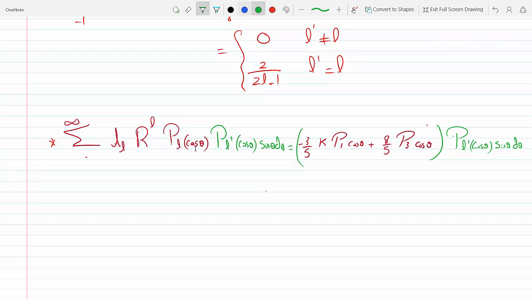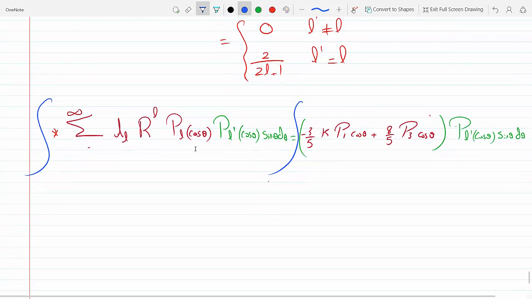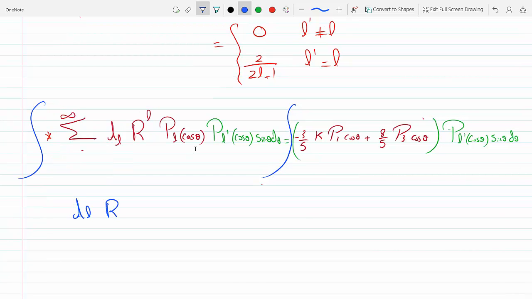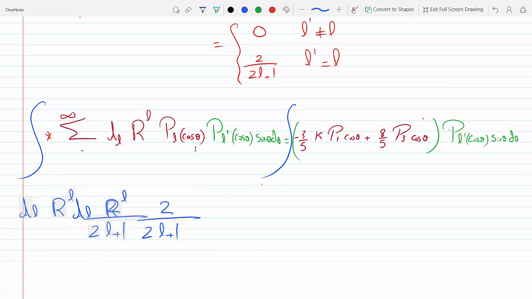And now I'm going to integrate both sides. And then I can integrate this whole side. And what did we say this does? This picks up only the terms where the L's are the same. So let's say L' equals L. So what do you get? You get A_L from the left hand side, R to the L, times 2 over 2L plus 1, right? This is the left hand side. Let's move it a little bit to the left.